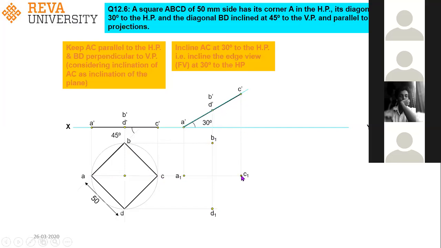Please remember, the respective intersection lines should be marked as the respective points: A to A dash, B to B dash, C to C dash, D to D dash. So I'll mark it A, B, C, D. Then I'll keep joining all the corners, and I'll get the top view of the second position of the given problem. Now this is done. Now we require the third position.